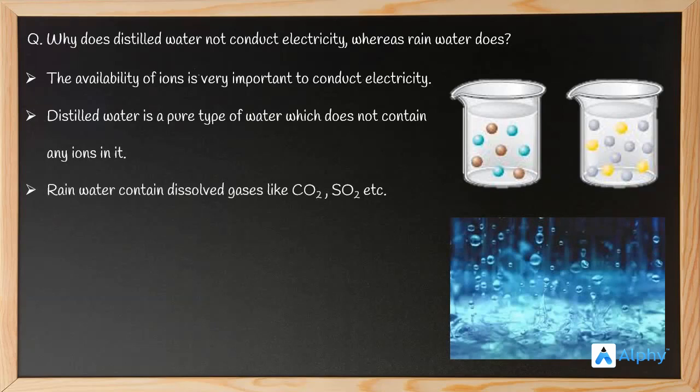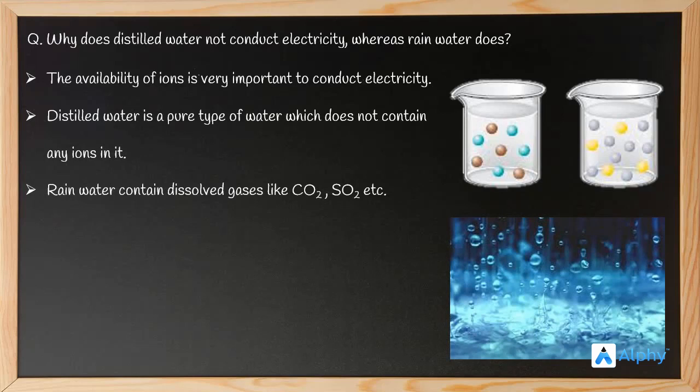So what is CO2? Yes, it's carbon dioxide, and SO2 is sulfur dioxide, right? Now, rainwater contains these dissolved gases within it. They dissolve from the atmosphere. Now we know that the atmosphere has carbon dioxide, sulfur dioxide, nitrogen gas, and so much more. Air is a mixture of different gases, right? So these gases dissolve in the rainwater, and because they dissolve, it increases the chance to have ions within it.